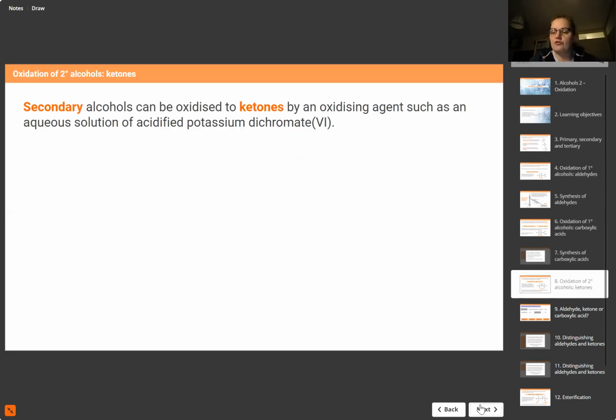So secondary alcohols, we can oxidize secondary alcohols as well. If we oxidize those, they become ketones. We want to use an oxidizing agent again, such as a solution of acidified potassium dichromate. Here is an example. The general formula of our secondary alcohol is R1CHOHR2, in the presence of our oxidizing agent, O in brackets.